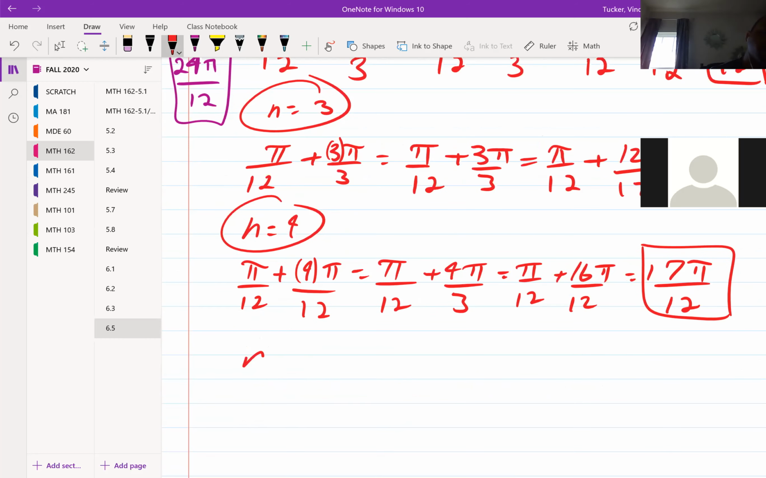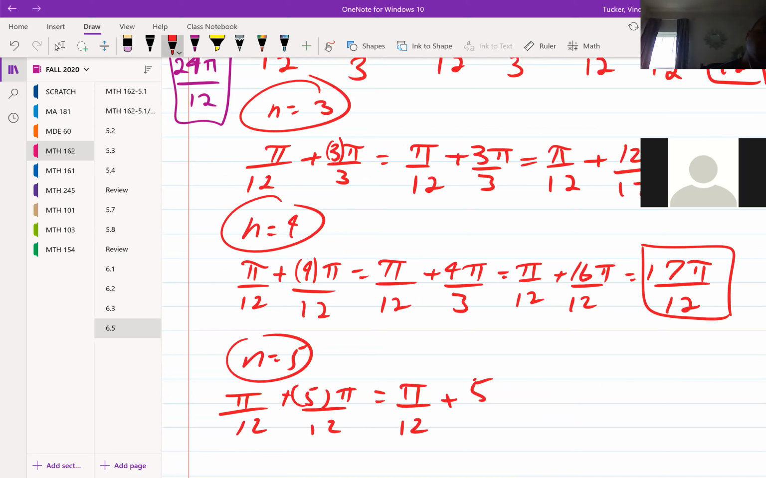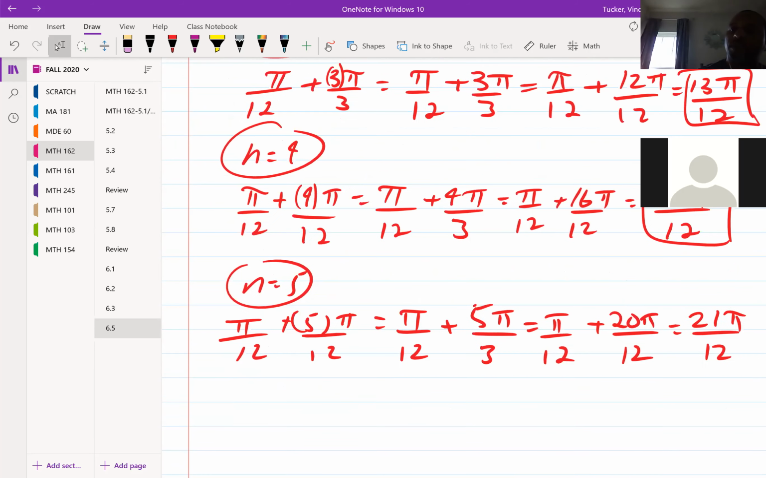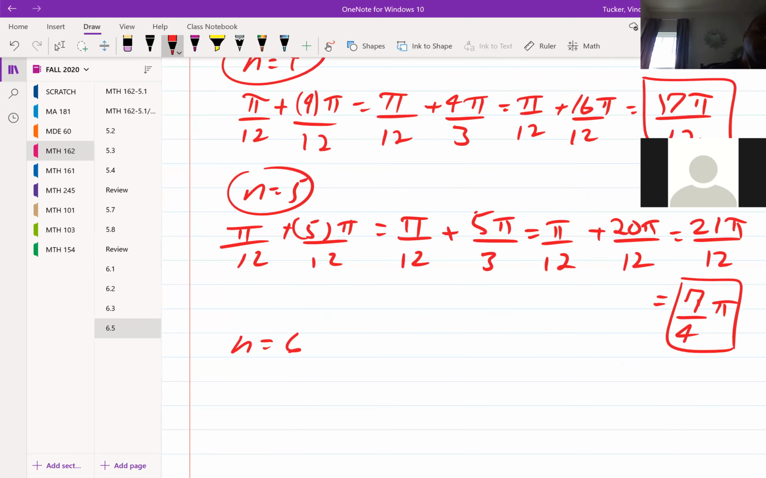All right, 5. And that can reduce down to 7 over 4. And I think that was the last one. I think 6 is going to take us higher.